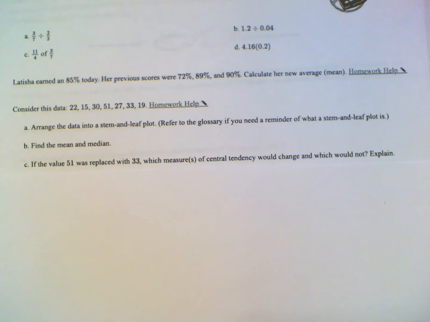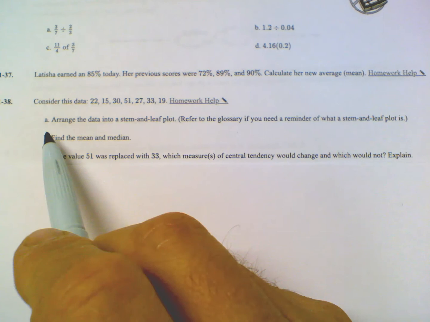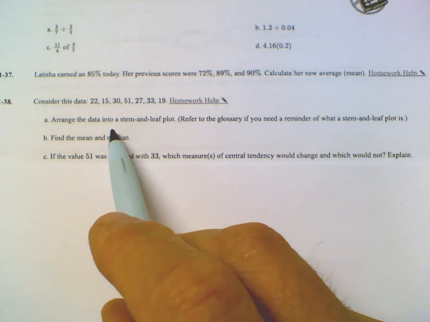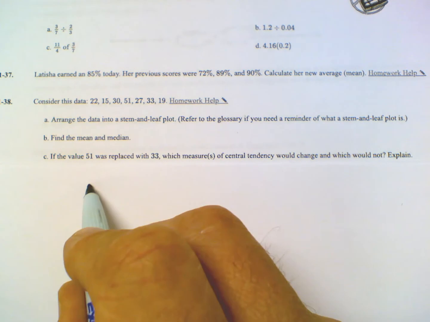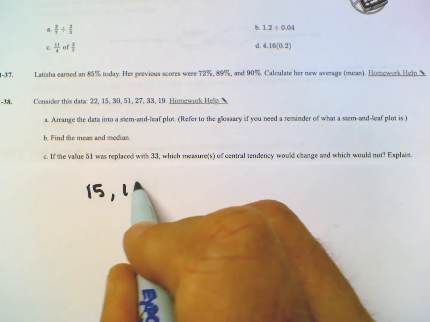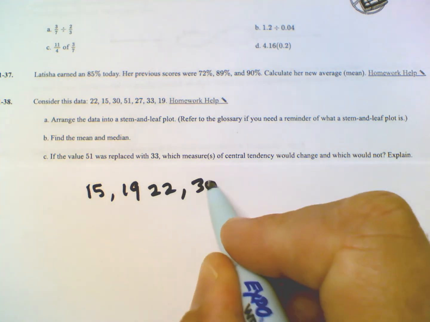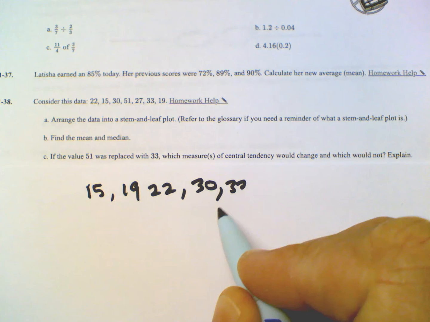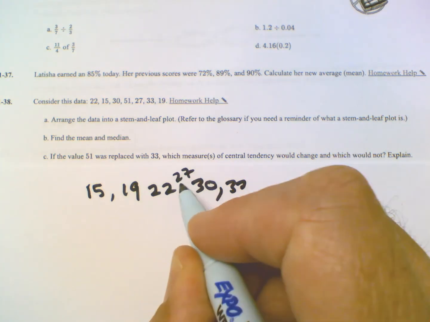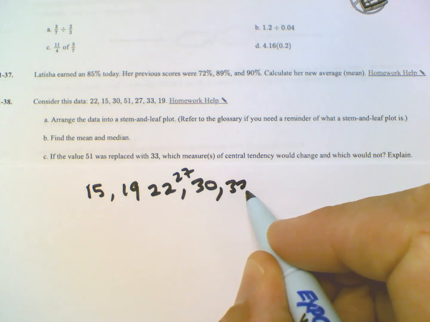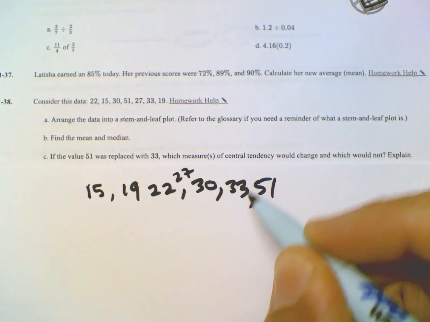All right, so we're looking at data. And with that data, I want to do a few things. Part A says to arrange the data into a stem and leaf plot. So if we look at that data, first of all, putting it in order: 15, 19, 22, 30, 33. Oh, I missed 27. We'll just squeeze it in there. 27, 30, 33, and 51. Did I get them all?